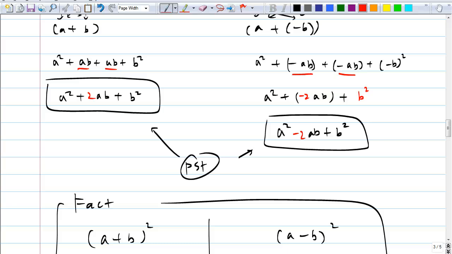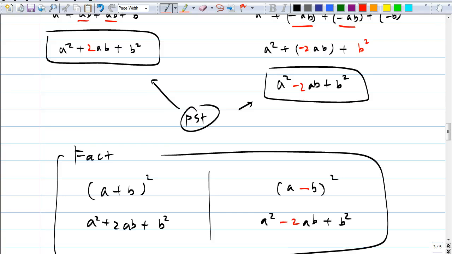What if I have a subtraction sign in the middle instead of an addition sign? Let me put that in red. What would that be, Samuel? Minus 2ab plus b squared. Do you see the shortcut? It's a fact, isn't this right? Nice shortcut to remember. But do you see why this works?